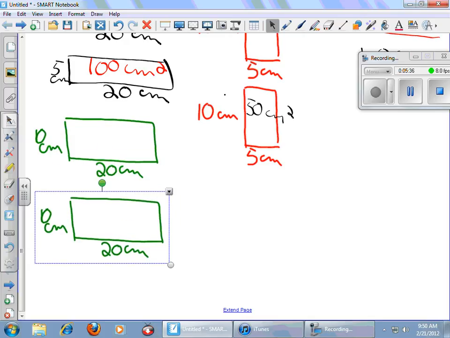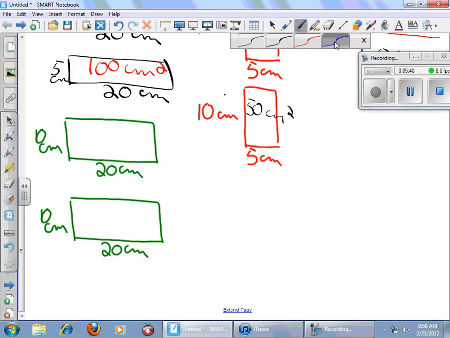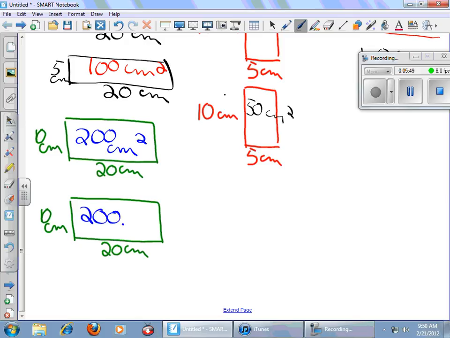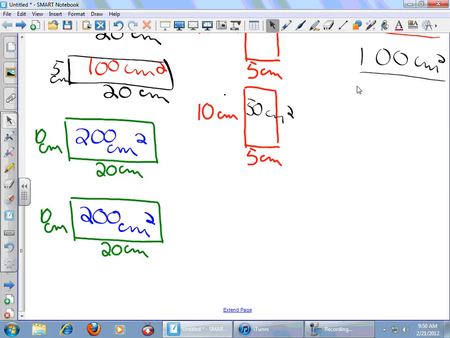And again, you don't have to draw it twice if you don't want to. You can just label it two different times, right? Or multiply it by two. 10 times 20 would be 200 centimeters squared. And this would also be 200 centimeters squared. Putting those together will give me 400 centimeters squared. Let me get that out of the way.